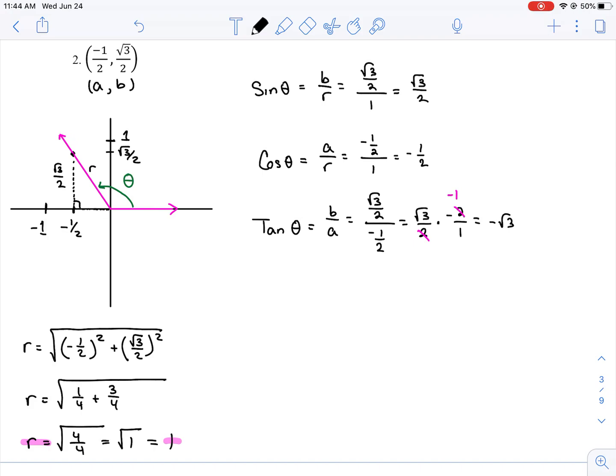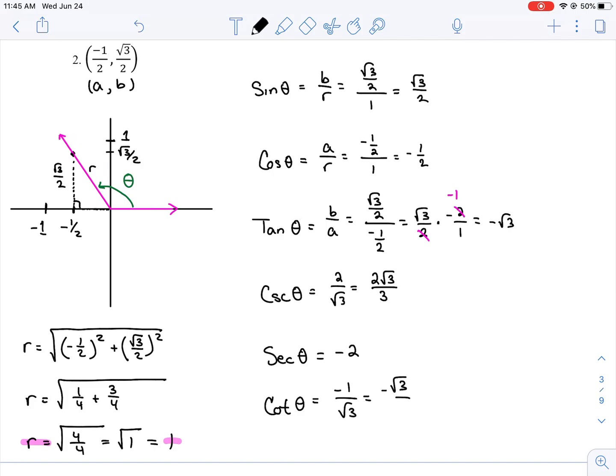Now for the reciprocal functions. Cosecant of theta is the reciprocal of sine, so that's 2 divided by the square root of 3. And if we rationalize the denominator, that's the result. Secant of theta is the reciprocal of cosine, so that would be -2. And the cotangent of theta is the reciprocal of tangent, so that would be -1 divided by the square root of 3. And if we rationalize that denominator, that is the result.